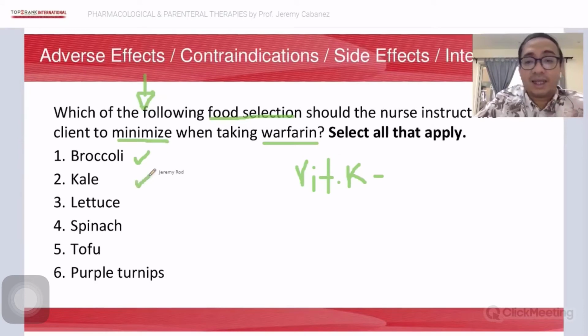Check din natin ang kale. Kasama din po siya. Okay. Next, how about lettuce? Lettuce, is it a green leafy vegetable? Check or X? Check. Okay, how about spinach? Spinach, is it a green leafy vegetable? Check or X? Check din natin yan.